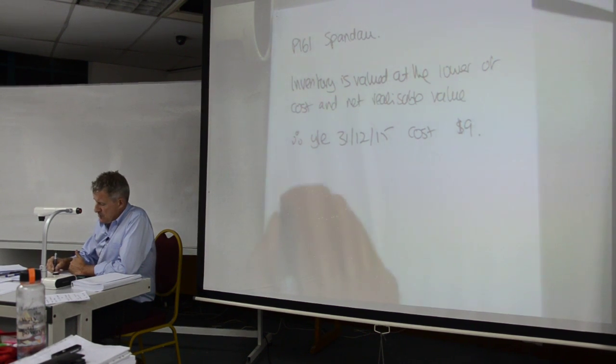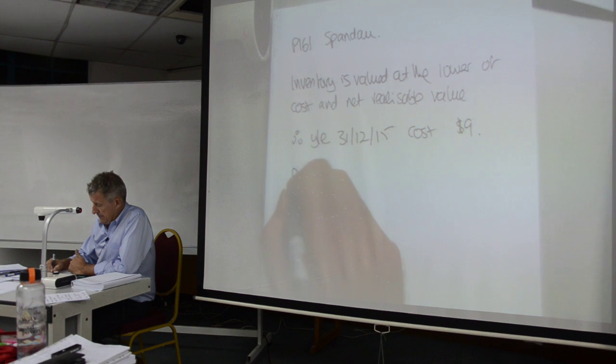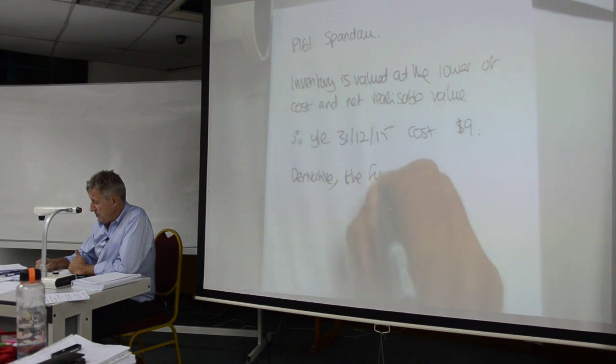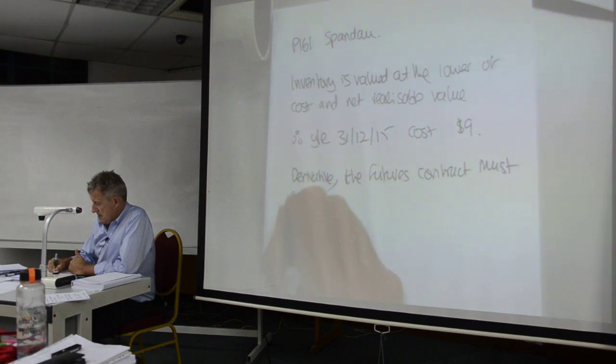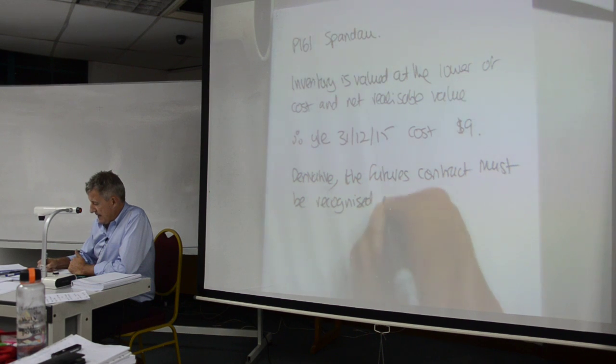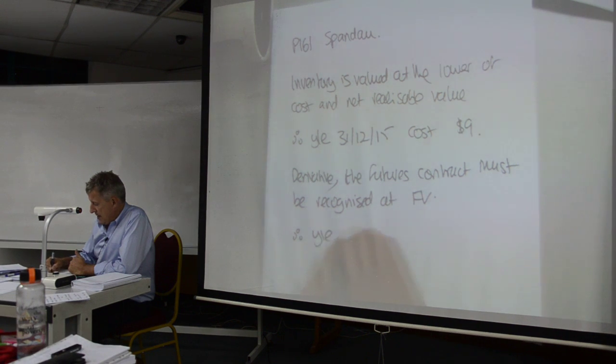Let's think about the inventory. Let's think about the derivative. The derivative, the futures contract, must be recognised at fair value. Therefore, at the year end, 31st December 15, we have a fair value. What is the fair value? 0 or 1? 1.